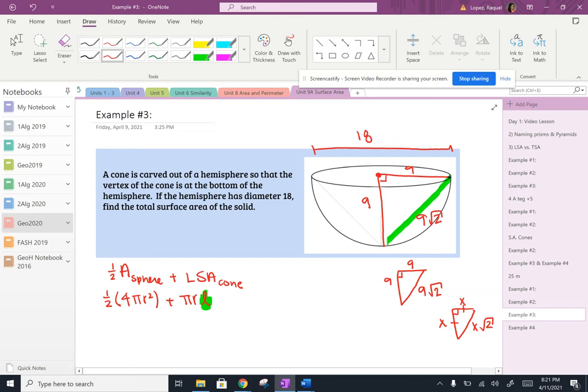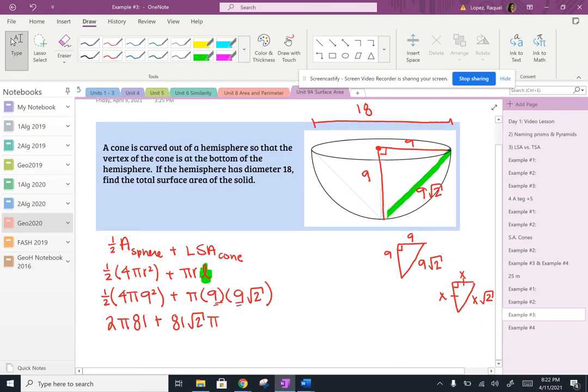I can go ahead and substitute all the numbers that I need to into my formula. So I have 1/2 4 pi, the radius is 9, so I have 9 squared, plus pi, radius is 9, slant height is 9 root 2. Okay, I'm just going to go ahead and take half of 4, so I have 2 times 9 squared, which is going to be 81, plus 9 times 9, because we're going to multiply the numbers on the outside here, we're going to be left with 81 root 2 pi. Okay, and then the next thing we want to do is just multiply the 2 and the 81. So that's going to give us 162.